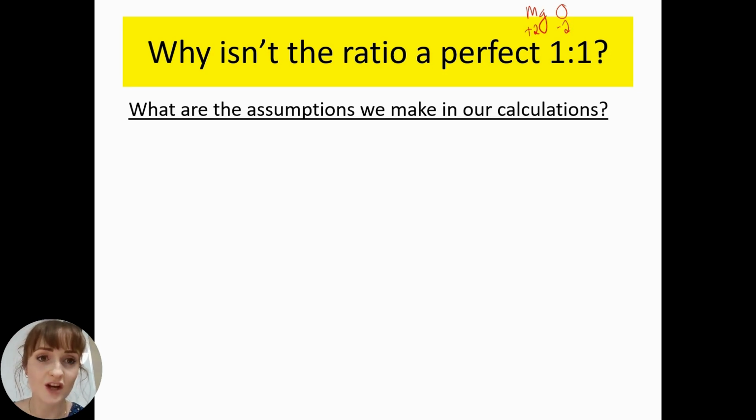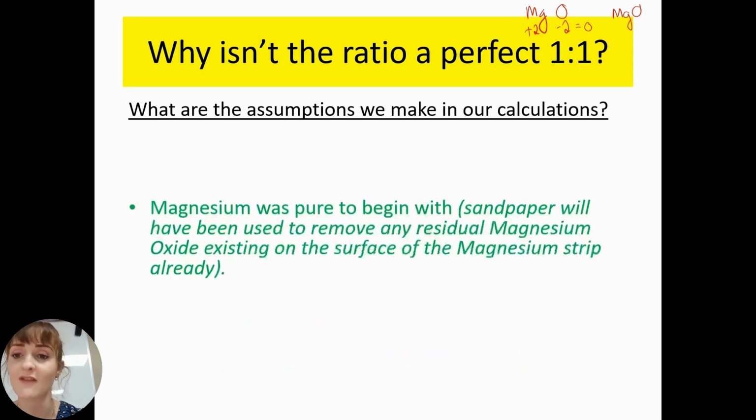So because the overall charges on the compound must be equal to 0, I would expect that the formula would be exactly MgO, and yet I didn't get that. So let's discuss some of the assumptions we made in our calculations and some potential sources of error.